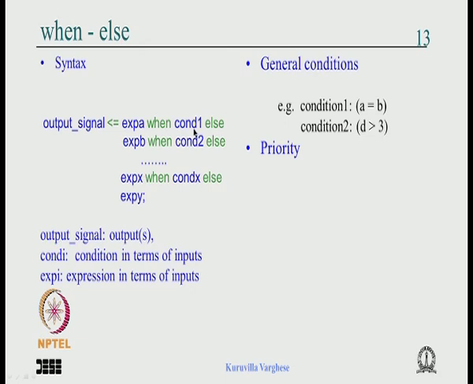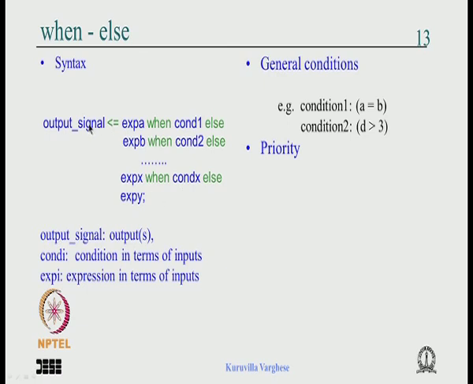When condition 1, that means the condition is again based on an input, you can say C is equal to 3 or P greater than Q and so on. Then you say else, which was not there in the with select, else some other expression when some other condition, else and so on. And at the end we say an else, which means everything else is expression y. So this naturally brings in the priority.